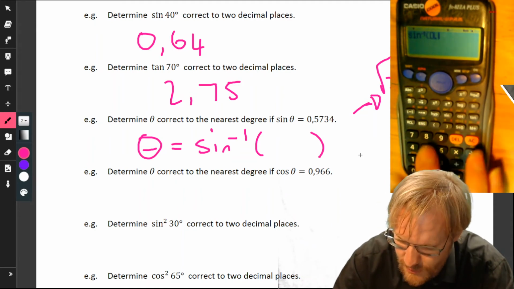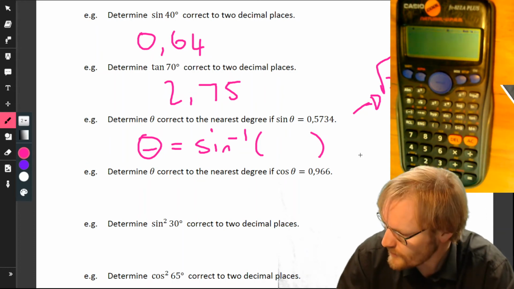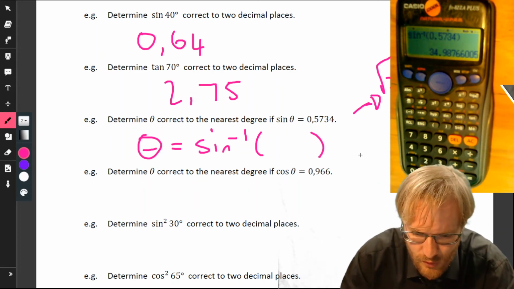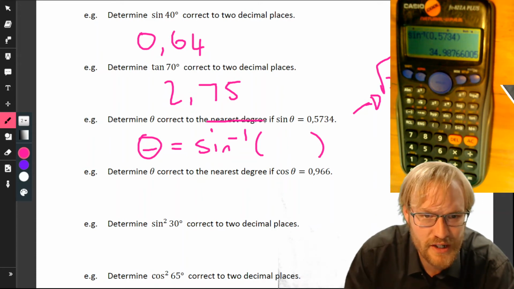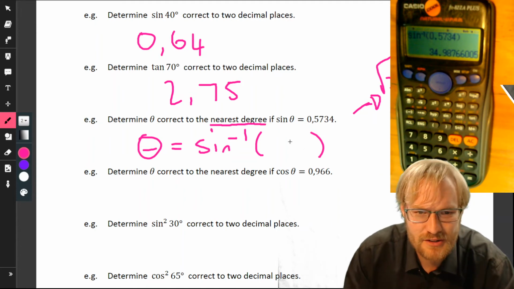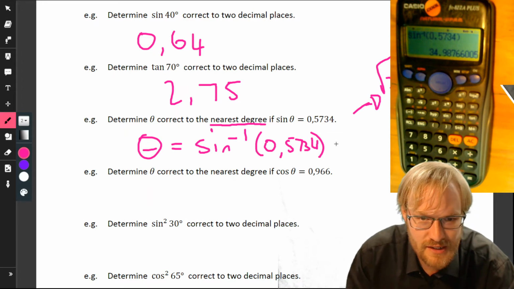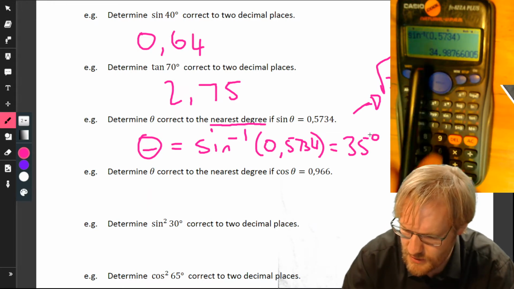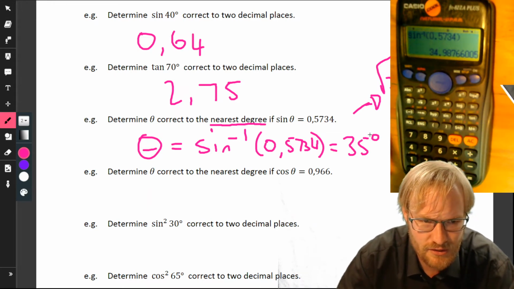of 0,5734 equals 34,987, and it says to the nearest degree. Oh, well, I've just crossed it all out, but it says to the nearest degree, so therefore we're doing of 0,5734, so theta equals 35 degrees is the closest degree to that. It's closer to 35 than to 34.